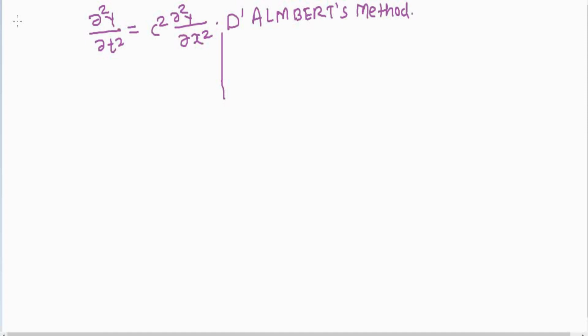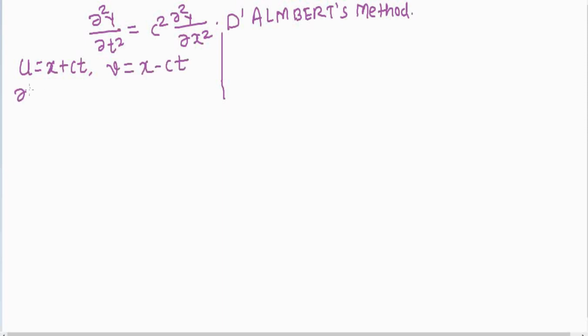In this video, we will discuss an important method of solving wave equations, and this method is given by D'Alembert's, and therefore it is known as D'Alembert's method of solving a wave equation. Here we put two new variables, u equal to x plus ct and v equal to x minus ct.